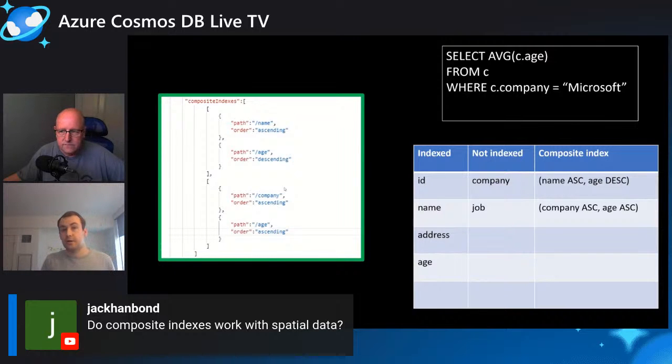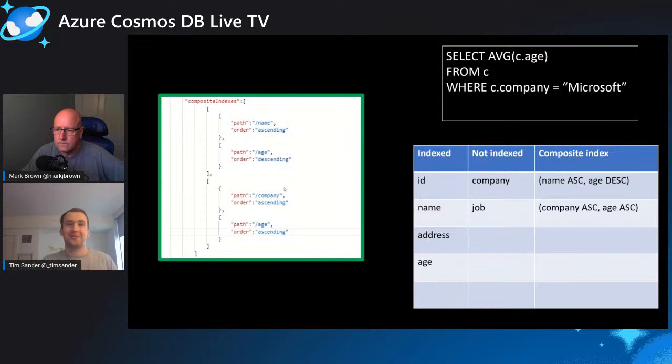It's something that we could definitely think about adding in the future, but as of now, composite indexes are just for your regular data in Cosmos DB, so it wouldn't apply to spatial data yet. Yeah, that'd be cool.